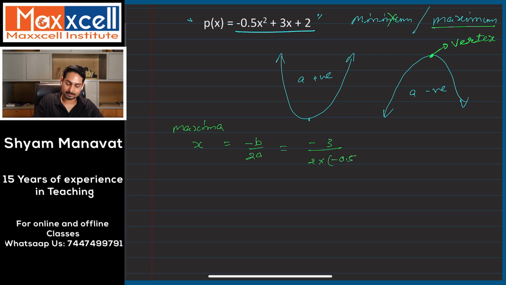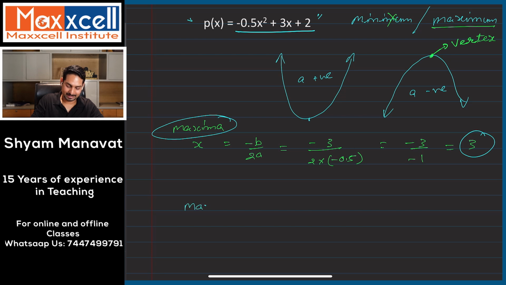Simplify करो, minus of, compare करके, so you got minus of +3 divided by 2 into -0.5. -0.5 is -half. So half के 2 से ये 2 cancel हो जाएगा, so you will have only -3/-1. Okay, simplify करोगे, माइनस कैंसिल कर दो, you get what? 3. So maxima is what? 3. Maxima है 3.